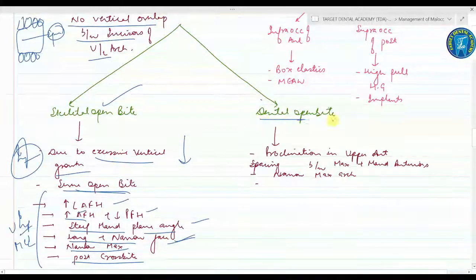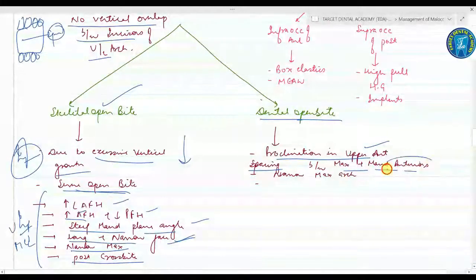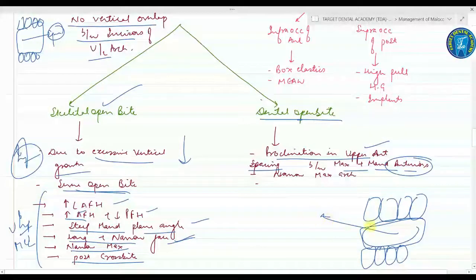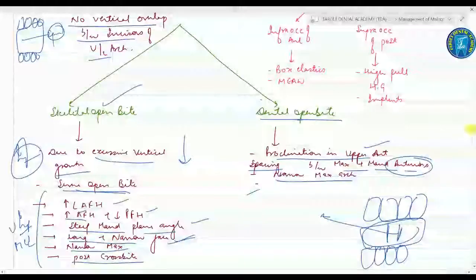So next is the dental open bite. In this you can see the patient has proclination of the upper anterior teeth. There will be spacing between the maxillary and the mandibular anterior teeth. These are your maxillary anterior teeth, these are your mandibular anterior teeth. So in this there will be spacing. It means there is no vertical overlap. And in this you will see that the patient has a narrow maxillary arch. Fine.